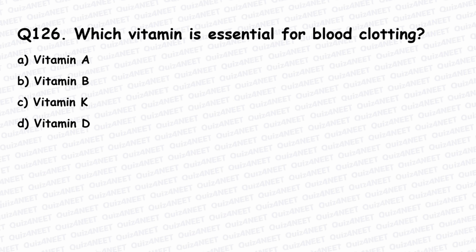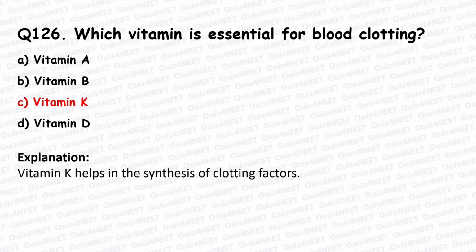Which vitamin is essential for blood clotting? A. Vitamin A, B. Vitamin B, C. Vitamin K, D. Vitamin D. Answer C. Vitamin K. Explanation: vitamin K helps in the synthesis of clotting factors.